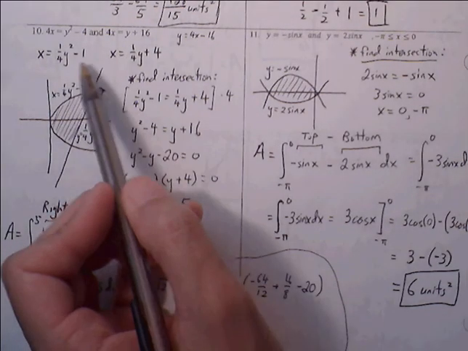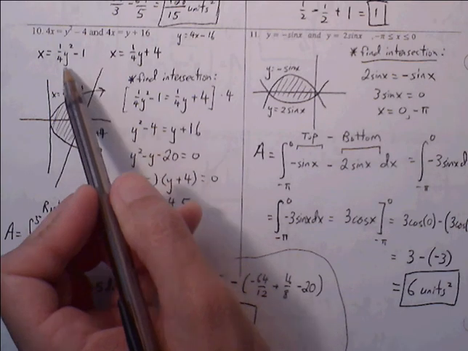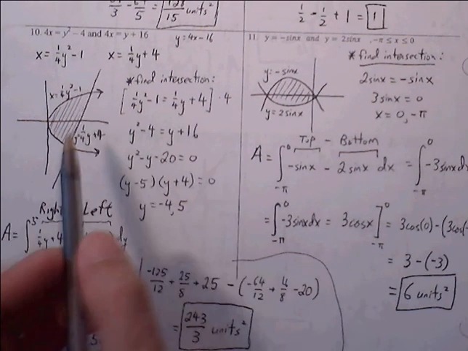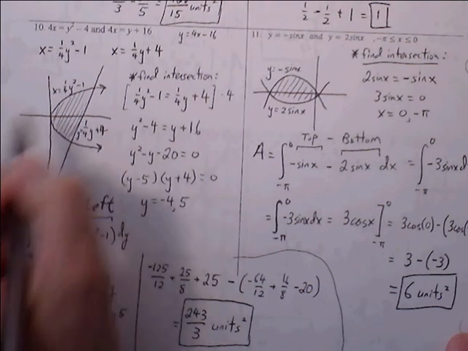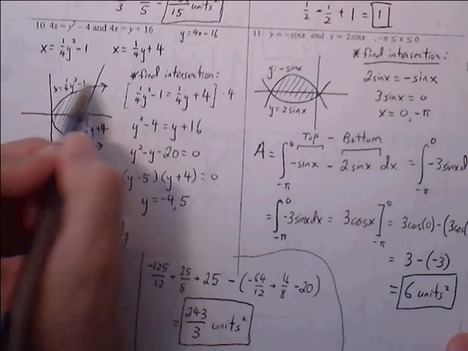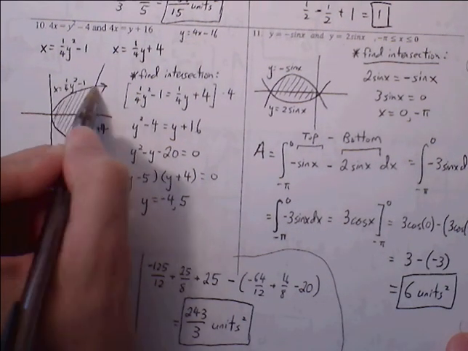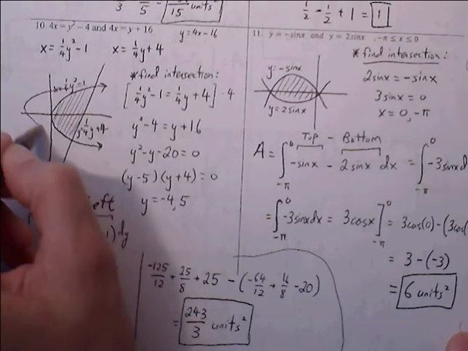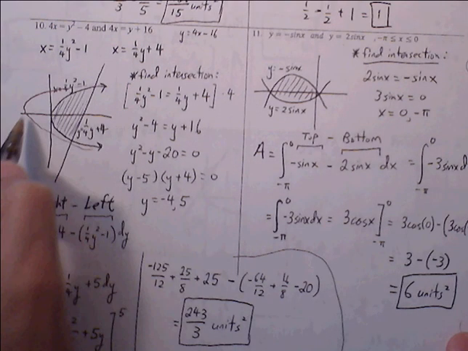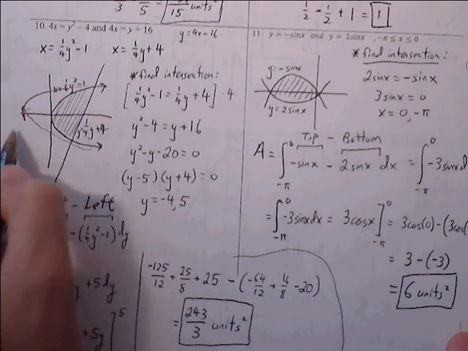Actually, this is slightly incorrect here. 1/4 y squared minus 1. The graph should extend past the x-axis here, past the y-axis. Okay, so the vertex should be at -1 here.